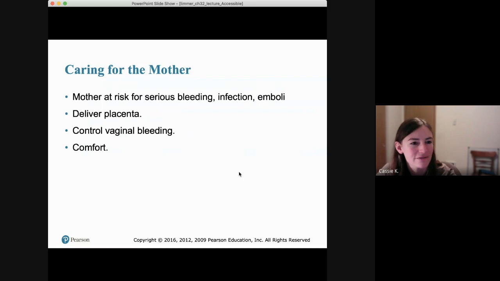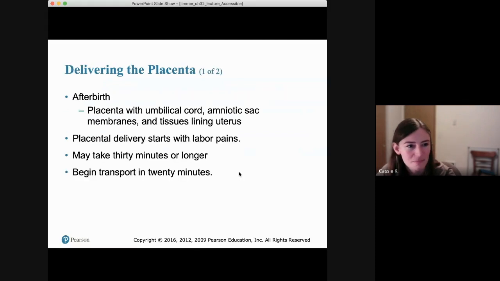All right, so care after delivery. We've got both the mother and the infant to care for. The mother is at risk potentially for serious bleeding, for infection, embolism. They may have a heart attack afterwards. You need to assist with delivering the placenta, trying to control bleeding, as well as providing comfort. The placenta will deliver with the umbilical cord, amniotic sac, membranes, and tissues lining the uterus. It may take longer than 30 minutes, but we can begin transport before that happens.